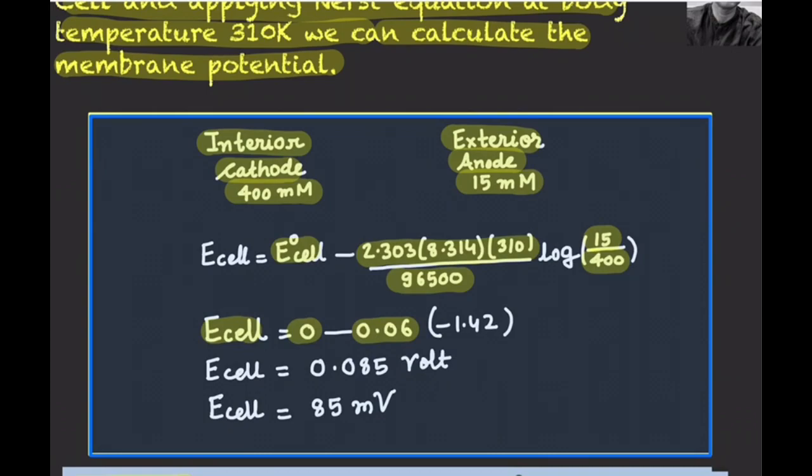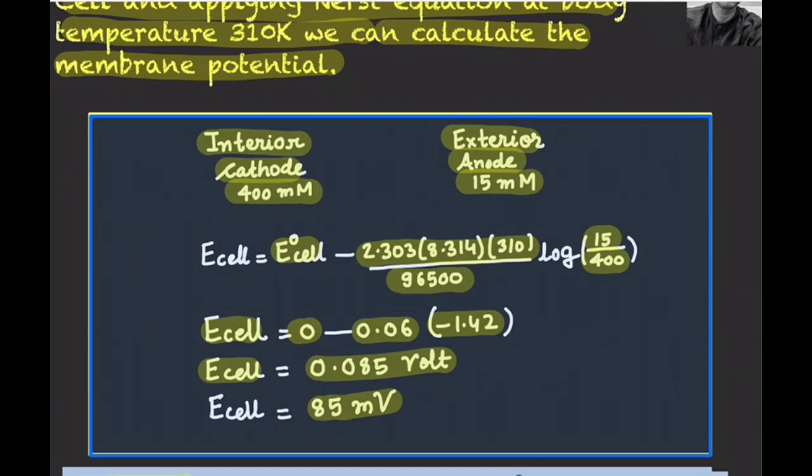So now if we simplify this value, we are getting minus log 15 by 400, which is minus 1.42. On simplification, we are getting that the EMF of this concentration cell is equal to 85 millivolt. So because of the concentration difference, a potential is developed. That potential is known as membrane potential.